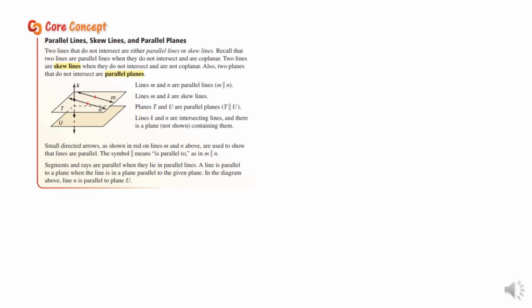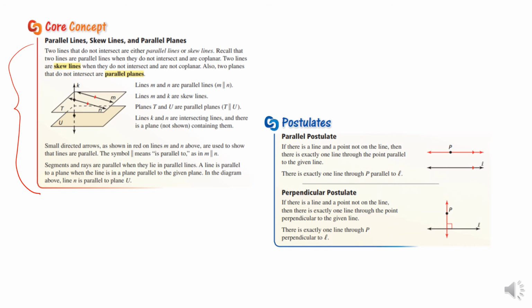Okay, I want you to just pause and read this to familiarize yourself with parallel lines, skew lines, and parallel planes. These are some of the concepts that you'll need also, and there are support for these two postulates. So the parallel postulate is: if there is a line and a point not on that line, then there is exactly one line through the point that is parallel to the given line. So that's our parallel line.